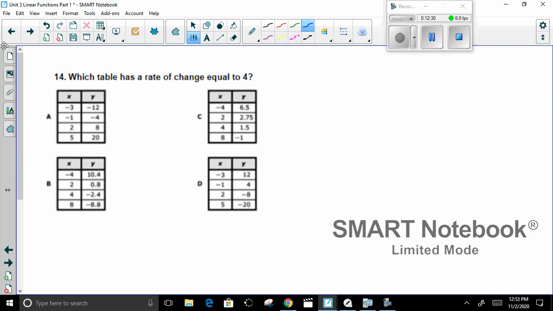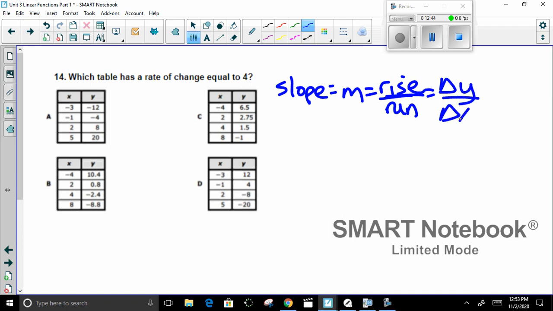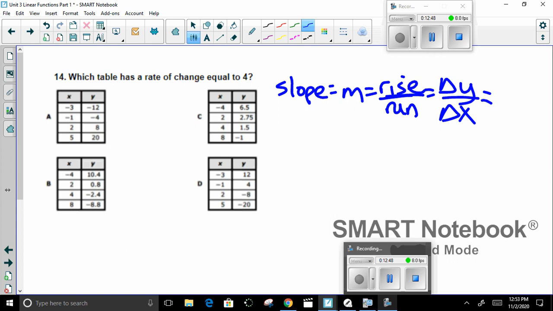Which table has a rate of change equal to 4? Remember, your rate of change is your slope, or your m, or your rise over run, or your change in y over change in x. Which one has a slope of 4? So let's check.